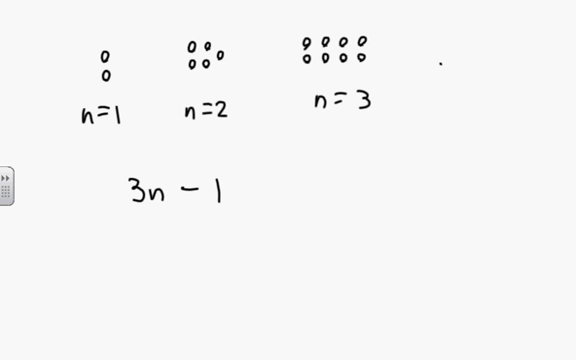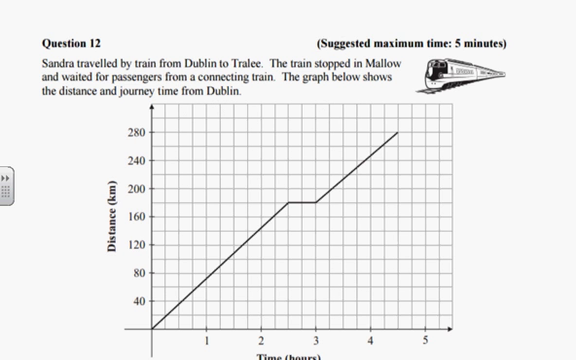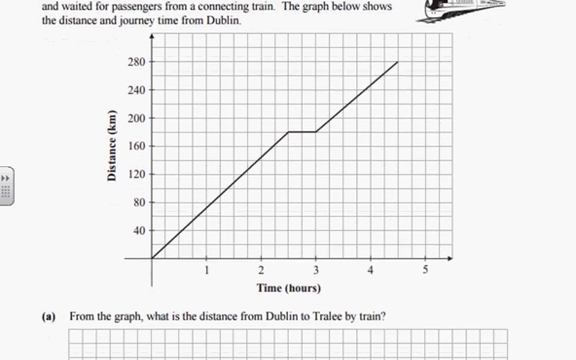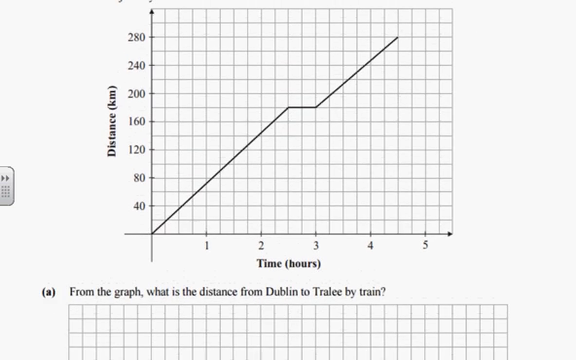Now moving on. This one here? Yeah. Okay. Let's look at this one. We're good at these ones. What's the distance from Dublin to Tralee? From here all the way up to here. 4.5 hours. Now the distance. 280 kilometers. Everybody happy with that?